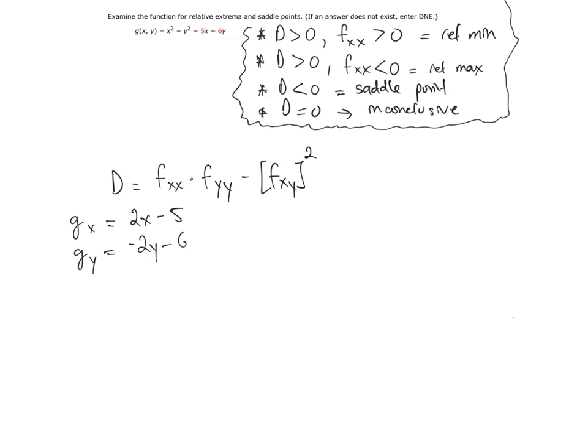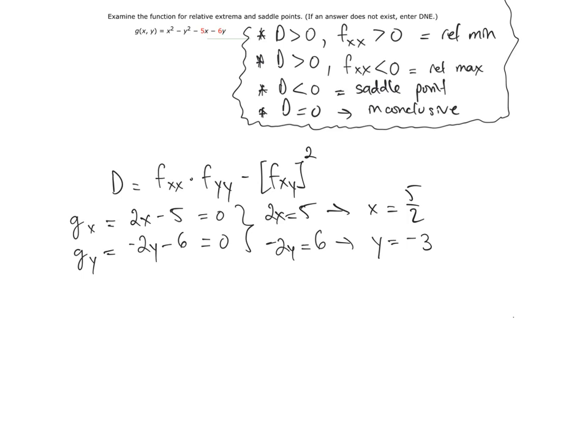Now let's find a critical point when x and y equal 0. So you set both equations equal to 0, and then you can solve for x and y. So 2x equals 5, x will be 5 over 2, and negative 2y equals 6. y will be negative 3.